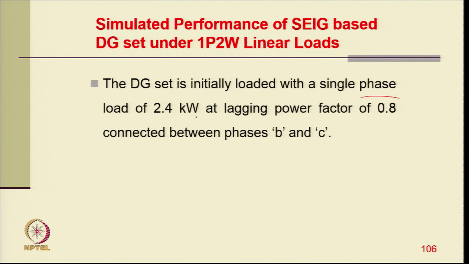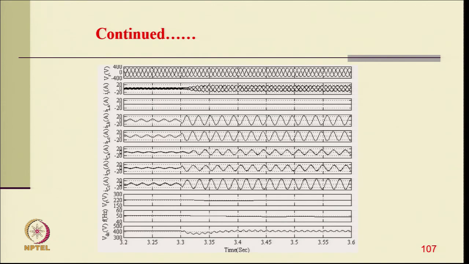Considering the first case of a single phase load, why are we considering single phase? Because these DG sets of low rating are used for feeding single phase loads in many isolated applications, as I told you, like a telecommunication tower or many other such loads. So this is the typical case where we do not have a load on A phase, we have a load on B and C, and here is the increase in load.